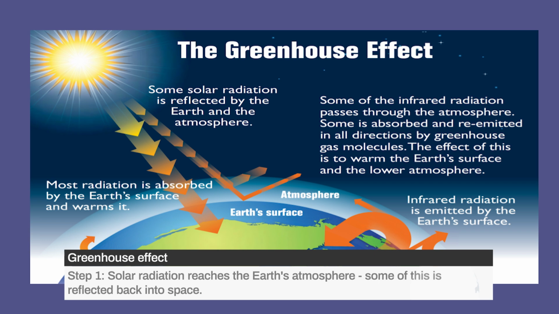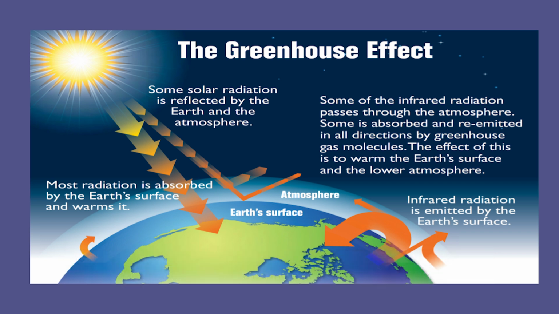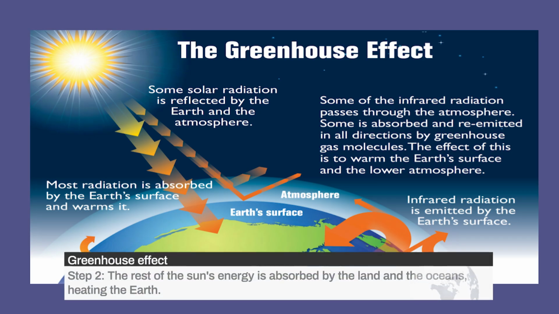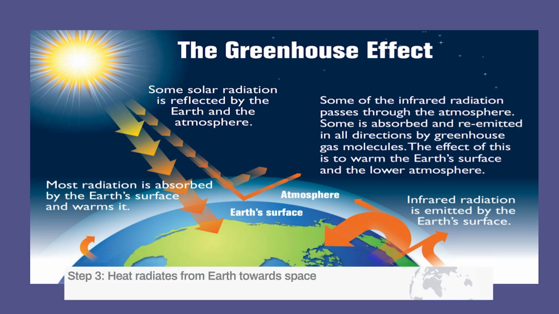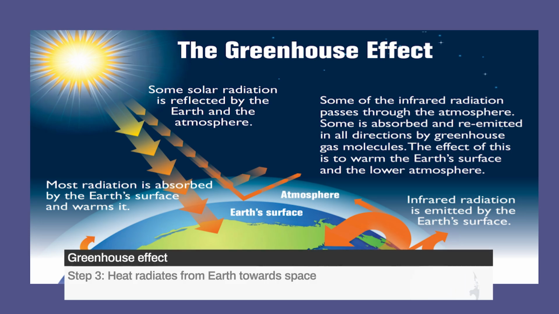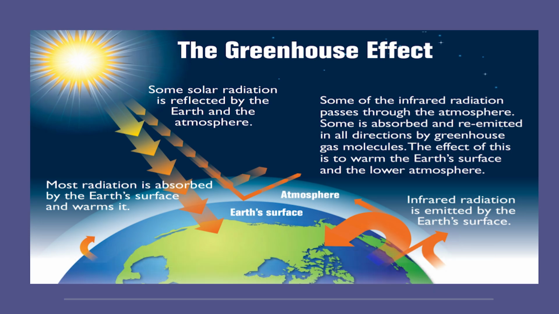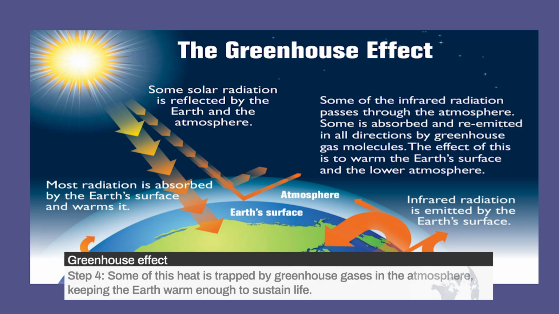Some of this is reflected back into space. And in step 2, these steps are being shown here in this diagram. In step 2, the rest of the sun's energy is absorbed by the land and the oceans, heating the earth. In step 3, heat radiates from earth towards space. In step 4, some of this heat is trapped by the greenhouse gases in the atmosphere, keeping the earth warm enough to sustain life here.